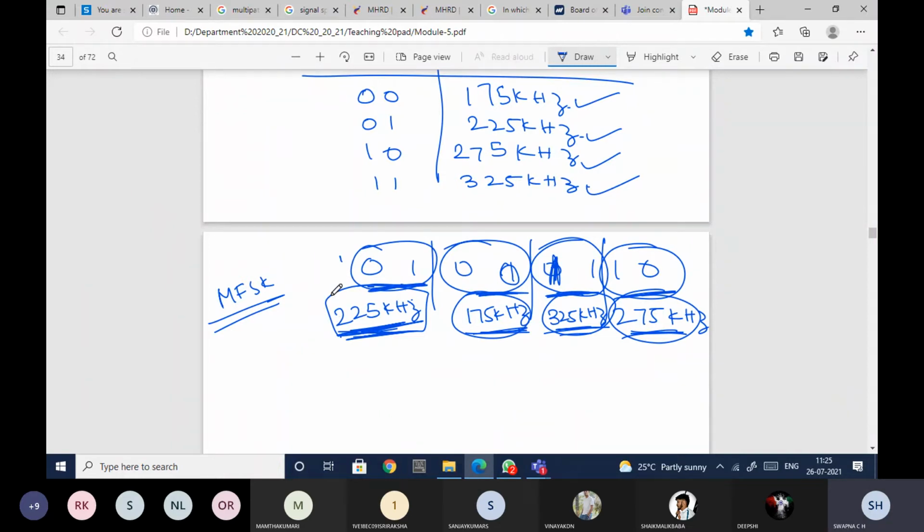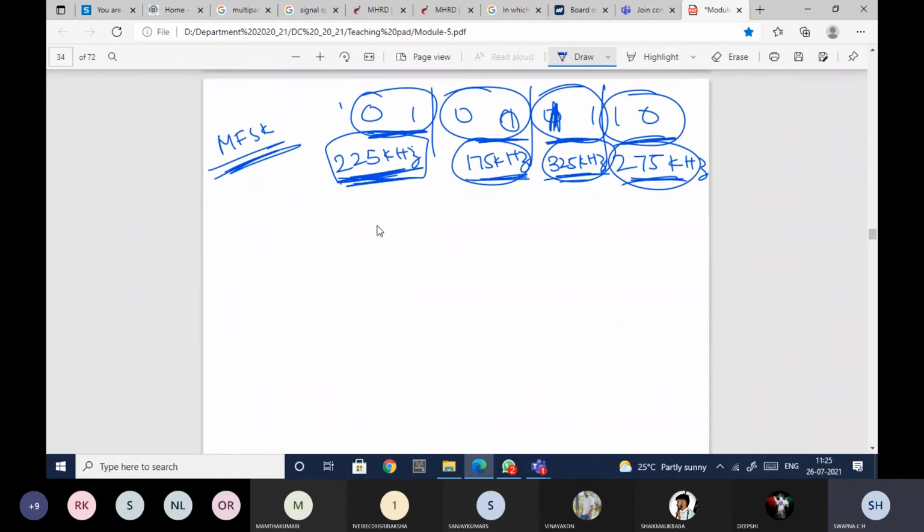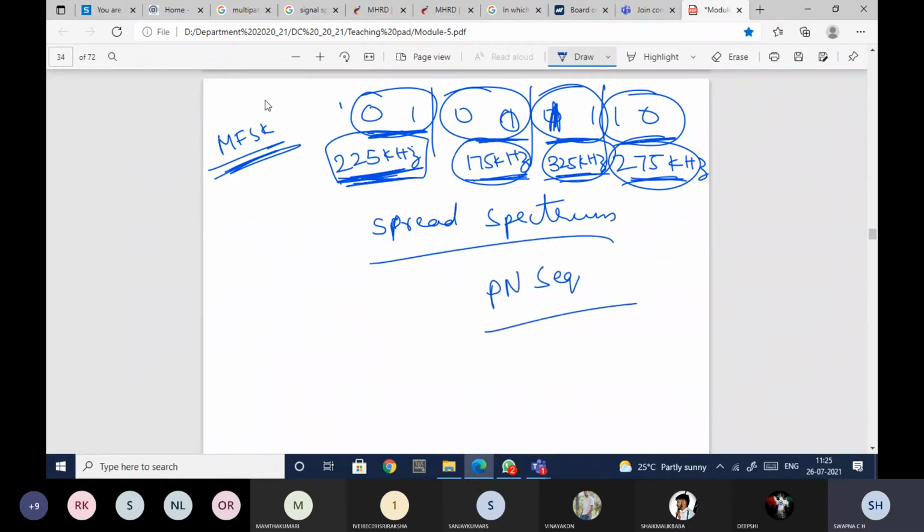But here I have just explained the MFSK transmitter and receiver to give you awareness of how exactly it works. The main reason why I have explained MFSK is that it is useful in frequency hop spread spectrum. Whenever I say the word spread spectrum, it means that I'll definitely use a PN sequence. Whatever MFSK transmitter I have explained here is without spreading the sequence.